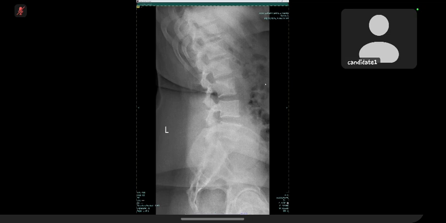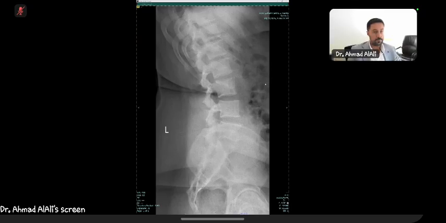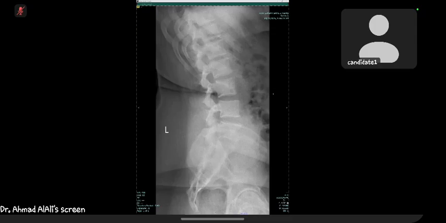There are some sclerotic changes in the vertebral bodies. However, vertebral height looks normal. Intervertebral discs appear normal. No evidence of vertebral scalloping. No evidence of any anterolisthesis or retrolisthesis. And no obvious calcifications in the prevertebral region.